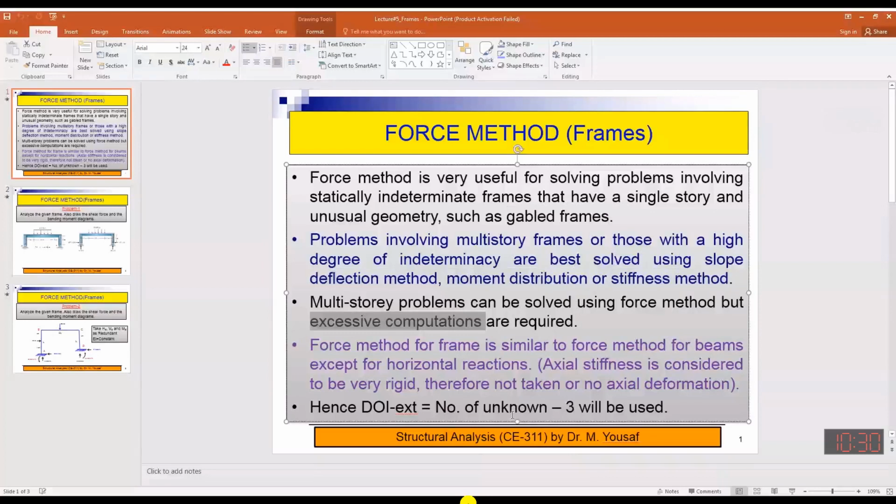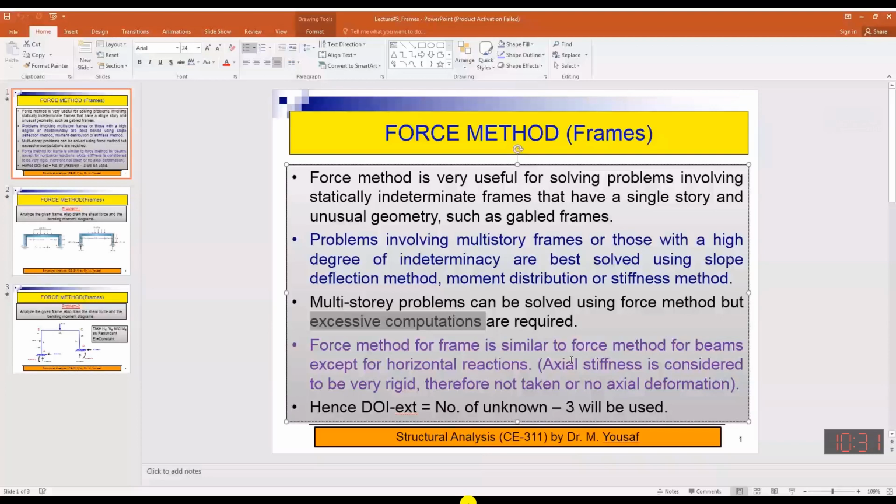Now, the force method for frames is similar to the force method for beams, except for the horizontal reaction. In case of beams, we do not analyze the horizontal reaction, but in case of frames, we consider the horizontal reactions as well, because this will be acting as the shear force for the column. Also, it will be producing the moment for the column as well.